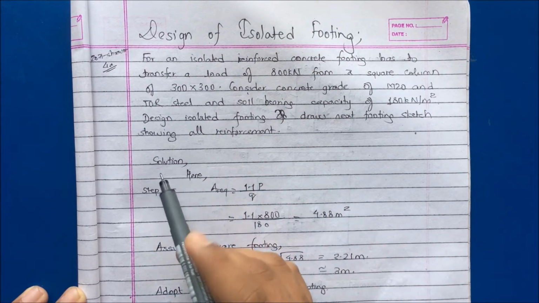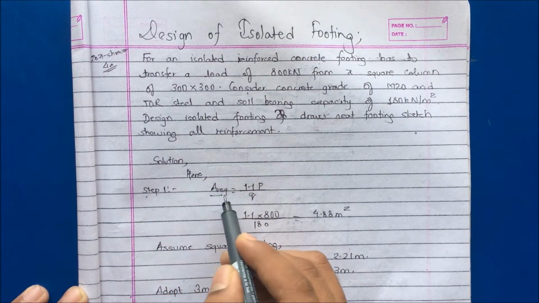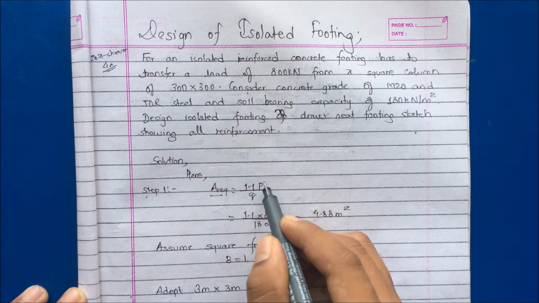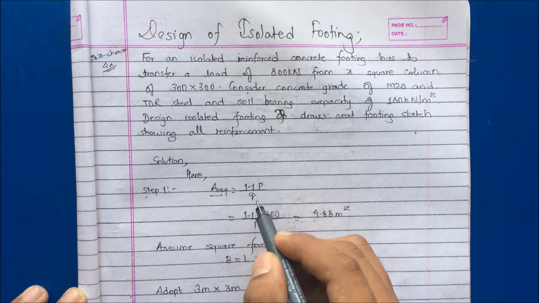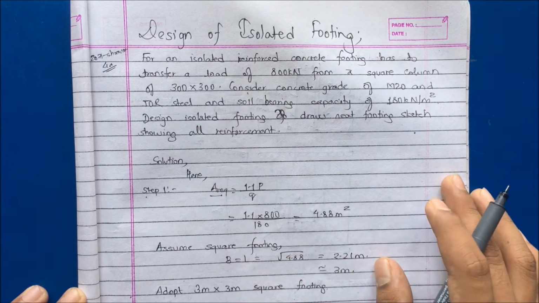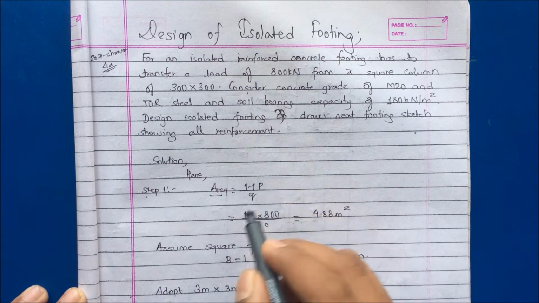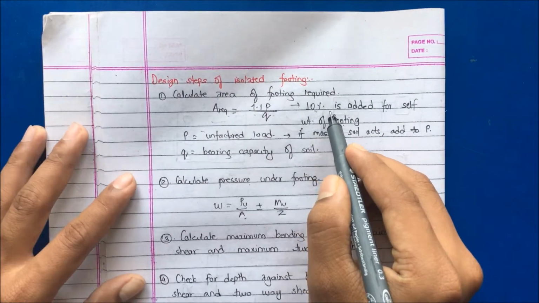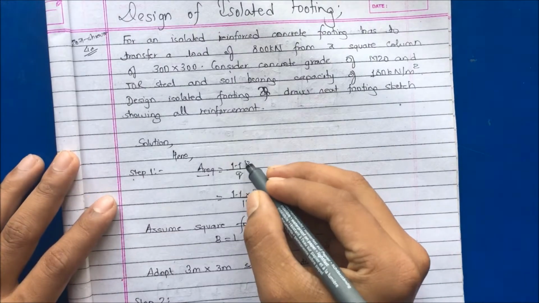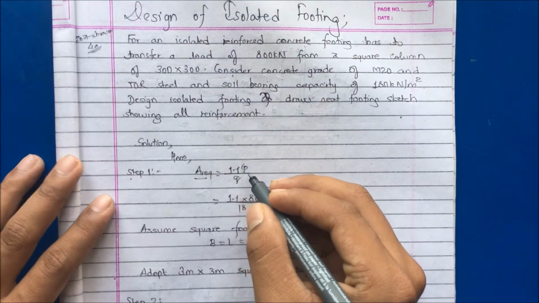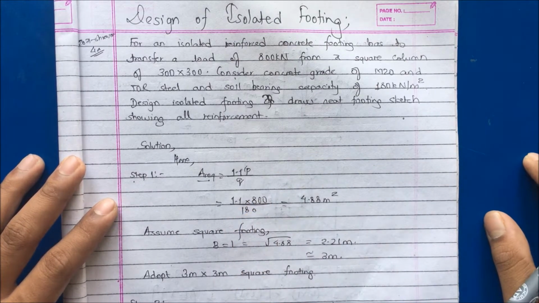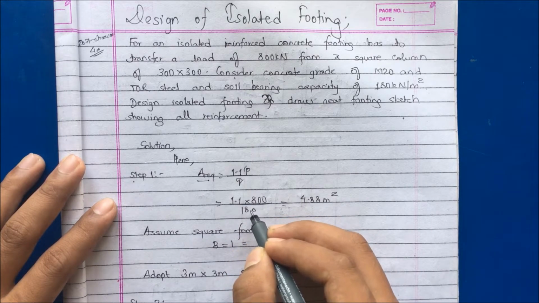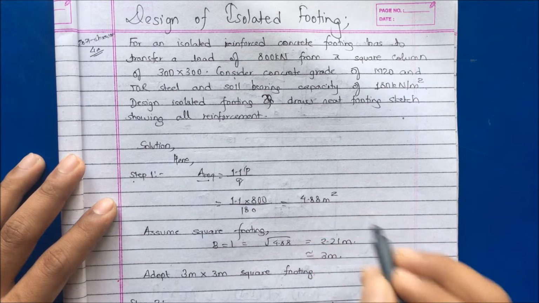So starting here with step number 1, that is to calculate the area required for footing. Here we have the formula: 1.1 times the load divided by the bearing capacity of the soil. So this P is the unfactored load. Make sure it is the unfactored load, and 1.1 times this is the addition of 10%. This 10% is added for the self weight of the footing. This is the load coming from the column, and we have to consider 10%, that is the self weight of the footing. Now substitute the values: 1.1 times 800 divided by 180. This comes as 4.88 meter square.